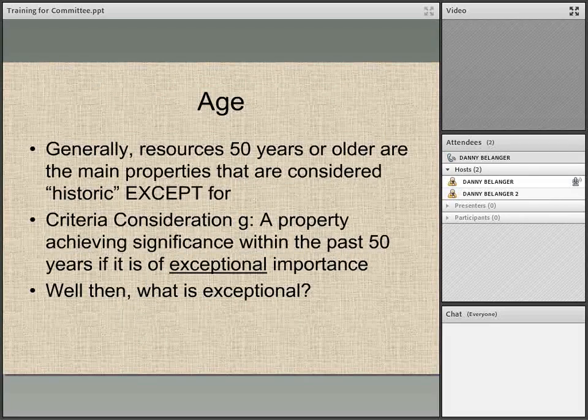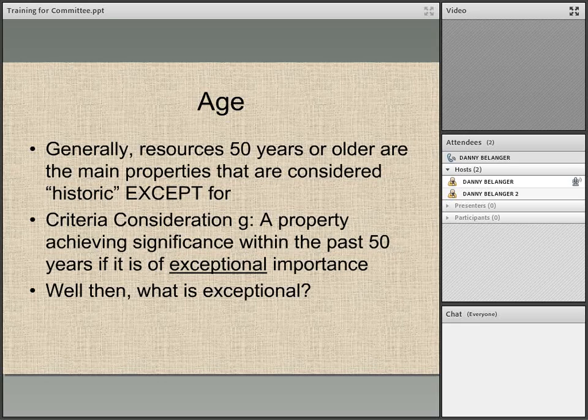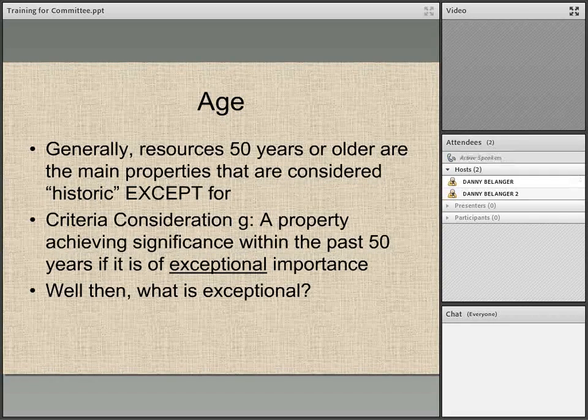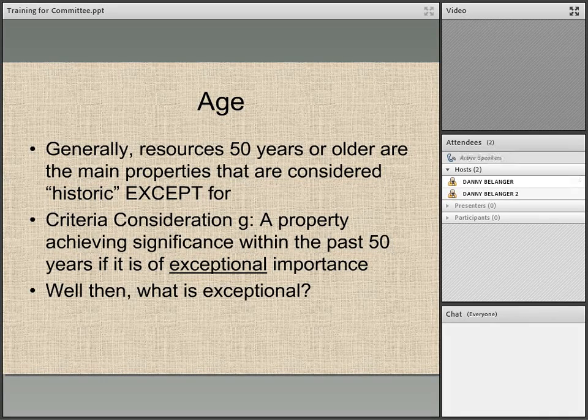Like I said, generally resources that are less than 50 years old are not considered historic. However, if it has exceptional significance, it can be nominated. And so what does exceptional mean? Well, an example is the launch pad at Cape Canaveral, where men first traveled to the moon. Something like that, where it has very exceptional significance, is eligible.